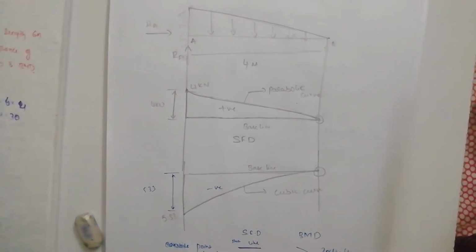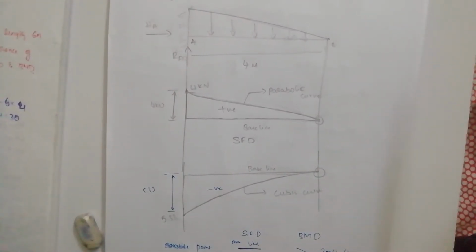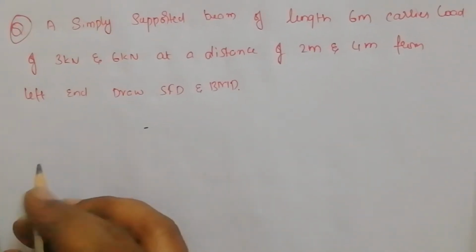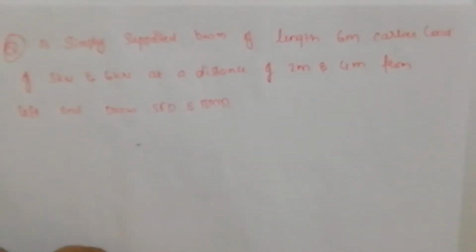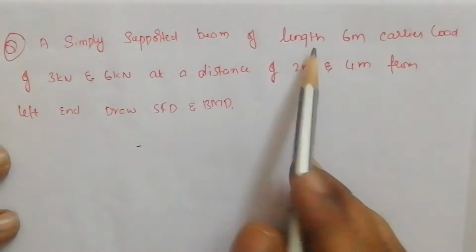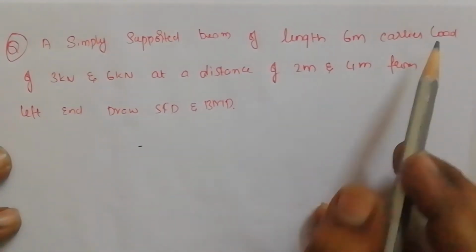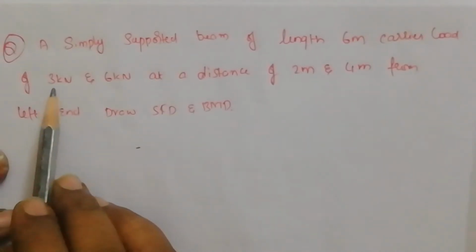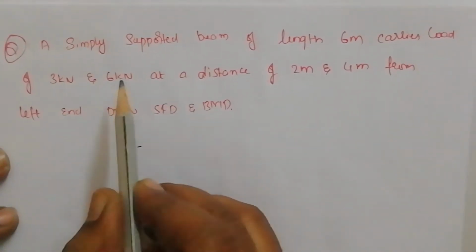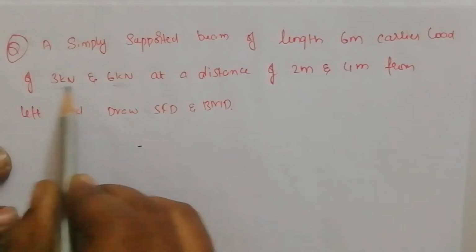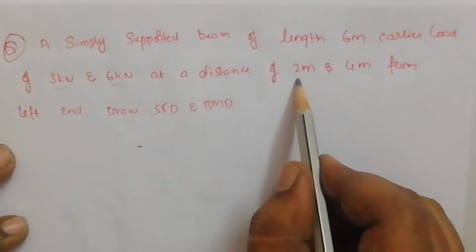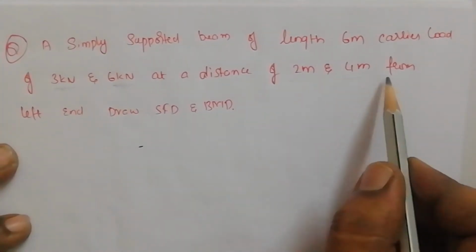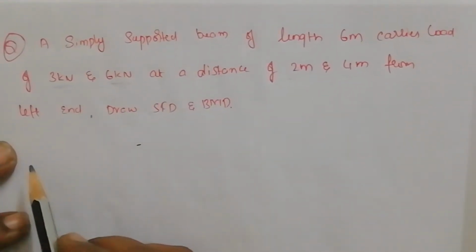Okay, so we will continue this with respect to a simply supported beam. So let us see a problem on a simply supported beam. The question is given as a simply supported beam of length 6 meters carrying loads of 3 kilonewton and 6 kilonewton. Whenever they give direct values like 6 kilonewton and 3 kilonewton, it means it is a point load, acting at a distance of 2 meter and 4 meter from the left end.